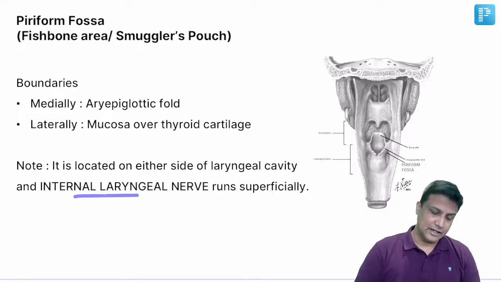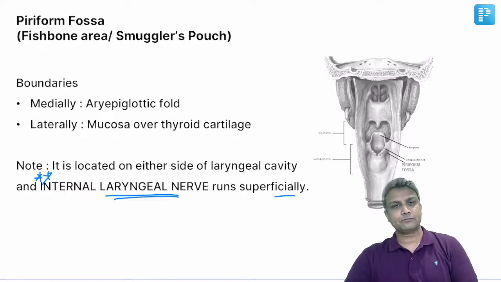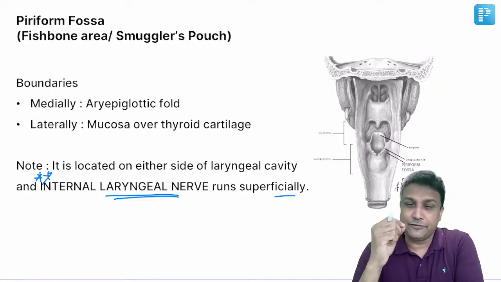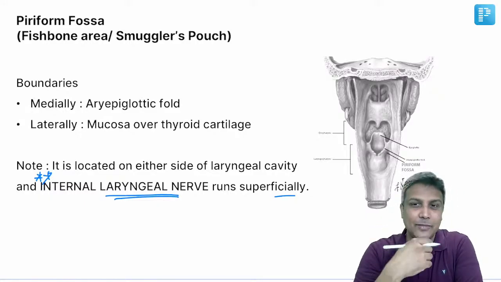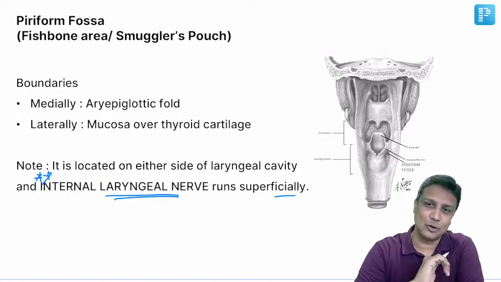There's a nerve, and this nerve is very much important, my dear friend. Internal laryngeal nerve runs superficially here. So whenever we are eating fish, the fish bone will go and get lodged there, and we'll be getting some pain. That pain is actually via this nerve only, the internal laryngeal nerve. That is very much important. They'll be giving a clinical question about this one.